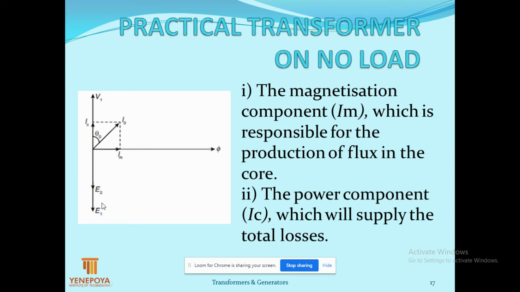And always E1 and E2 are in phase. The EMF induced in primary and secondary are always in phase. Their magnitudes vary depending upon whether it is a step up or step down transformer. It may be E1 equal to E2, or E1 greater than E2, or E1 less than E2. Here, E2 is greater and E1 is lesser, hence it is a step down transformer diagram. E1 and E2 are in phase. This is the vector diagram for a practical transformer on no load.